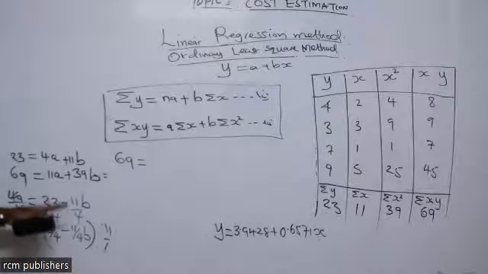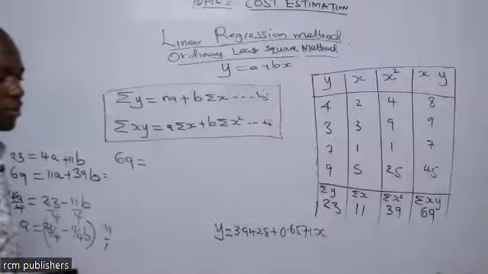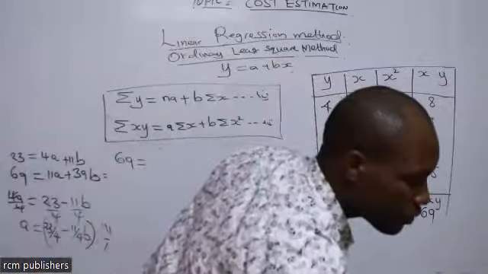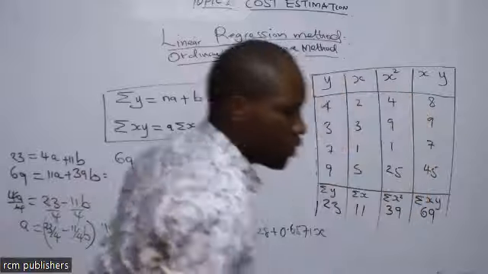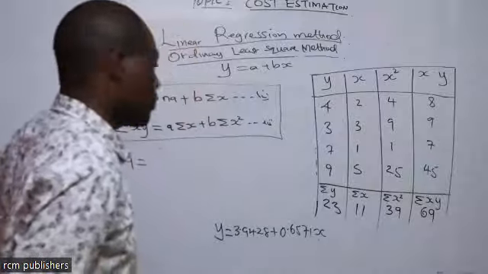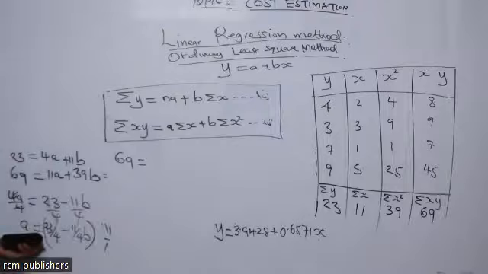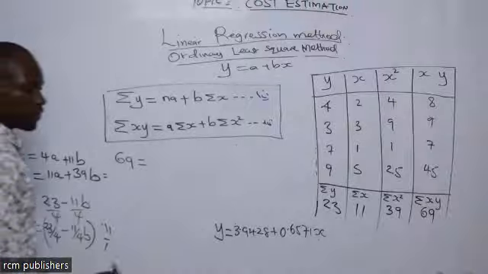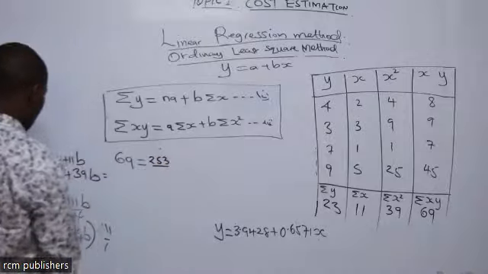So 23 by 11 itakuwa ngapi? 23 by 11, somebody. 253. So we have 253 over 4.